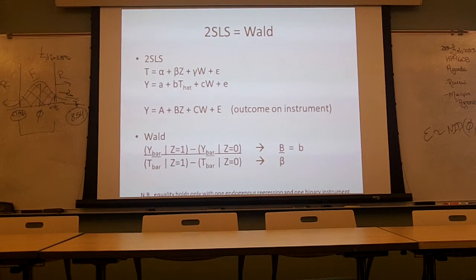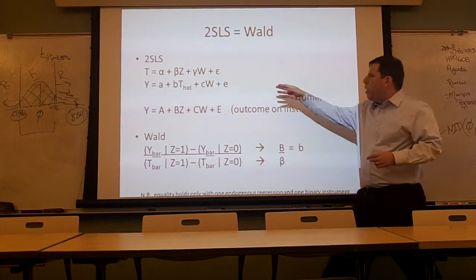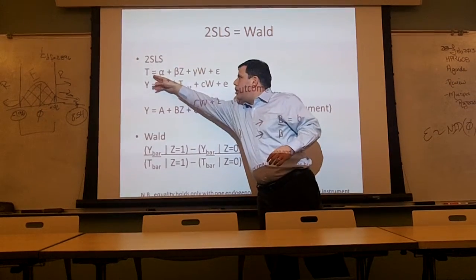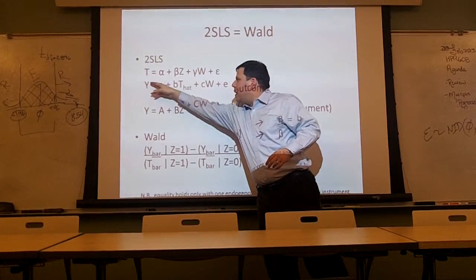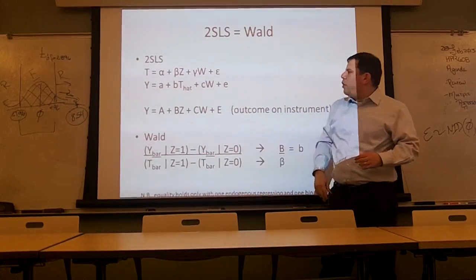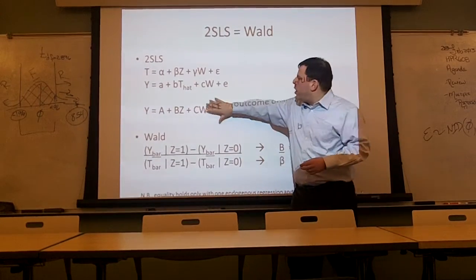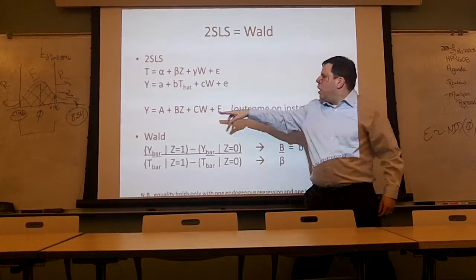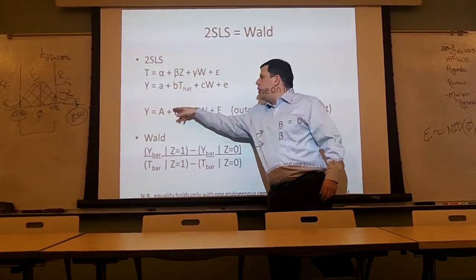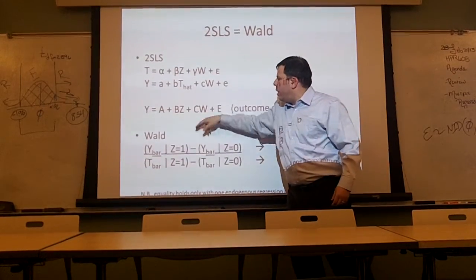So two-stage least squares and Wald are actually the same thing, except with two-stage least squares, you're able to now start controlling for confounders. So two-stage least squares, I just told you, first stage is treatment on instrument, second stage is outcome on predicted treatment. Here's our reduced form regression: outcome on instrument. Again, now we're controlling for W's.